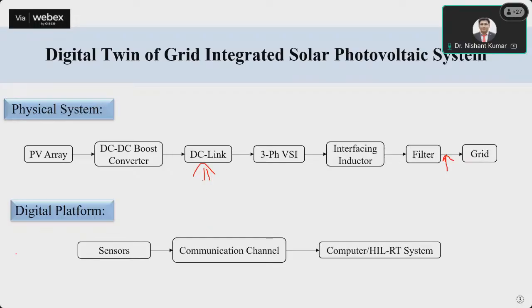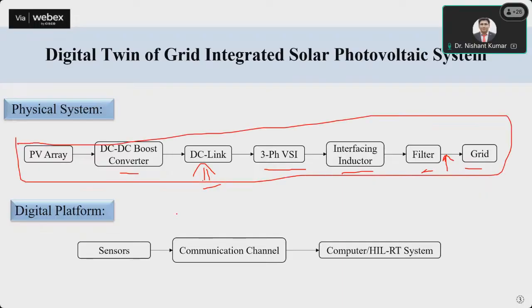But the basic physical system is just like that. PV array, here we are going to use one DC-DC boost converter, then you will see the DC link capacitor, then a 3-phase inverter, interfacing inductors, filters, and grid. This is the complete system. This system is called the physical system. So also we will see the load here. Where is the load? Load may be at the DC link, load may be here. So all the loads and all these components will be considered as a physical system.